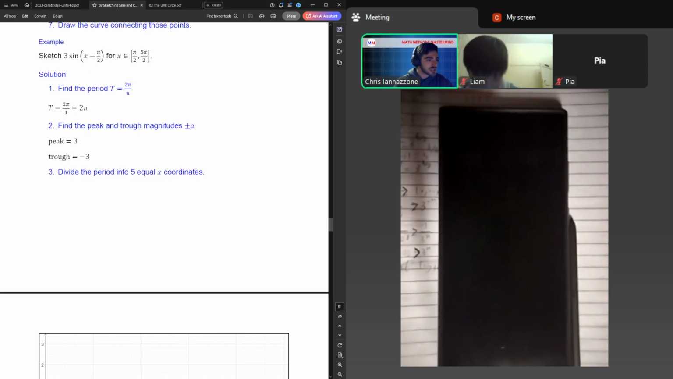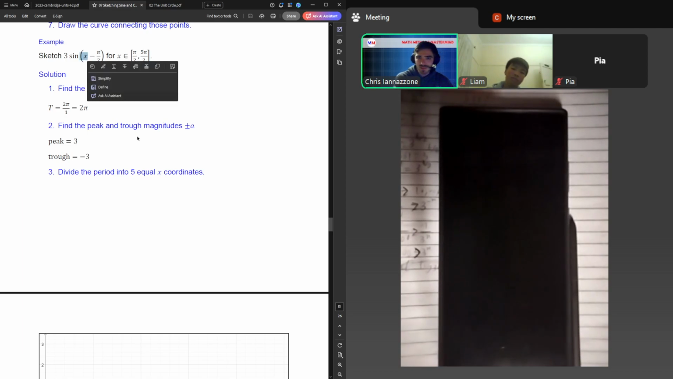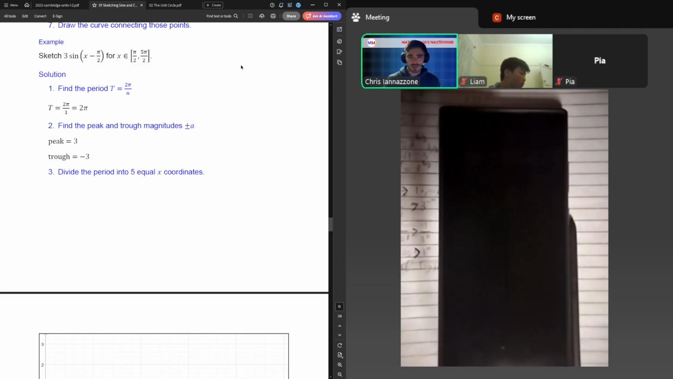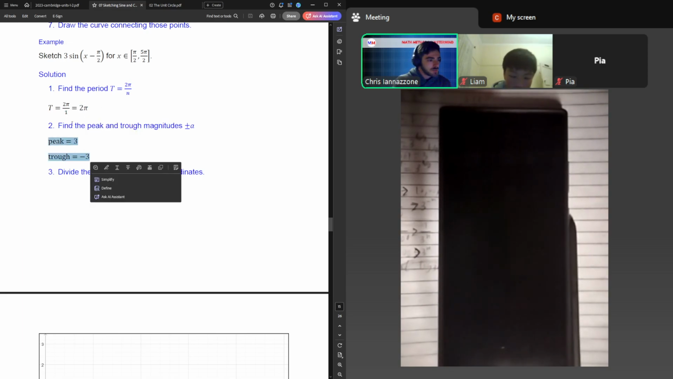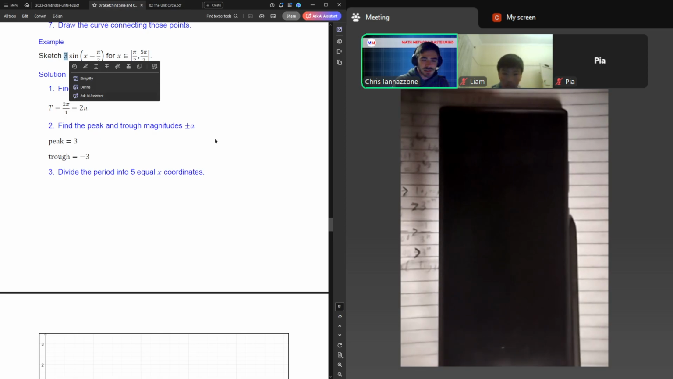Period is 2 pi over n. In this case, n is 1. Just because there's no number written here doesn't necessarily mean there's no n. It just means that n is 1, because the coefficient of any letter is implied to be 1 unless otherwise said so. That's how I know n is 1, period is 2 pi. Peak and trough are going to be plus minus the value at the front. That's why we have a peak of 3 and a trough of negative 3.